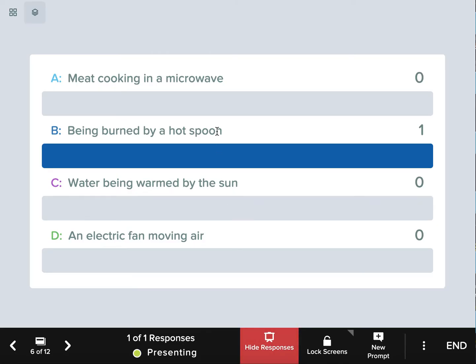In our first answer choices, meat cooking in a microwave. That is an example of radiation. Being burned by a hot spoon. That is an example of conduction.